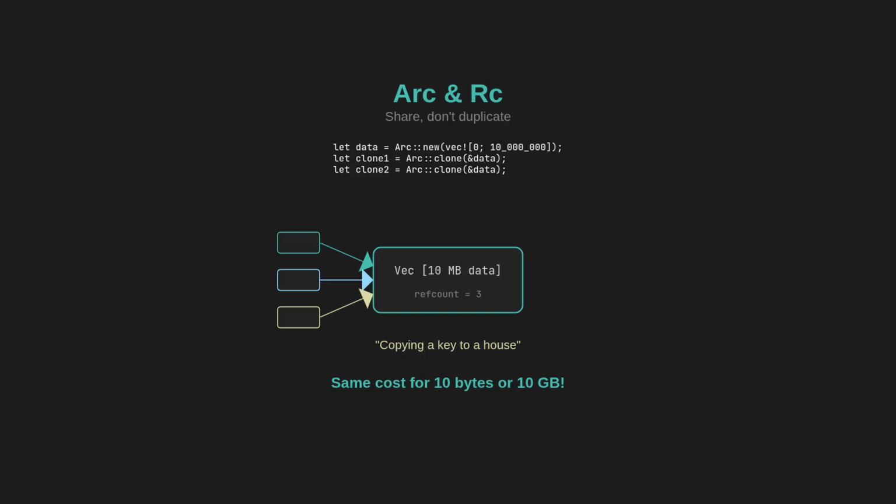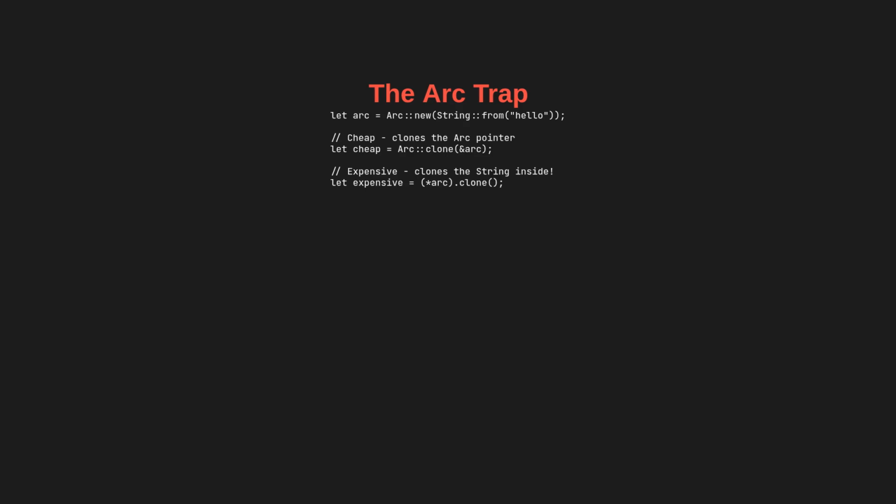I like to think of it this way. Cloning an Arc is like copying a key to a house. You are not building a new house, you are just making another key that opens the same door. The data only gets freed when the last Arc is dropped and the counter hits 0.